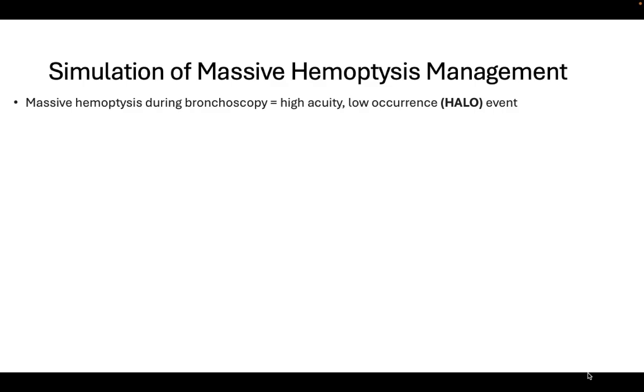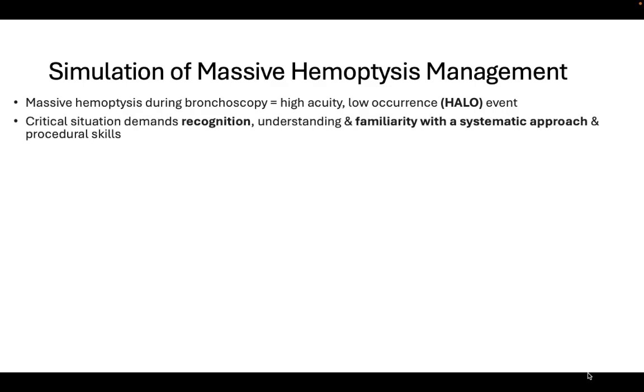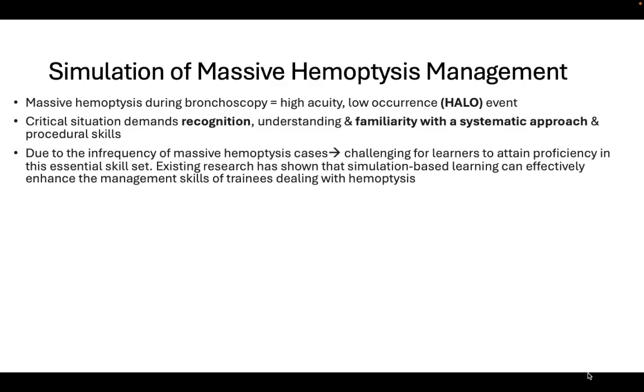Our simulation was developed because massive hemoptysis during bronchoscopy is considered a high acuity, low occurrence event, or a HALO event. This is a situation that requires early recognition, understanding, and familiarity with a systematic approach and procedural skills. Because this is an infrequent event, however very high risk, it is challenging for learners to attain proficiency in this essential skill.